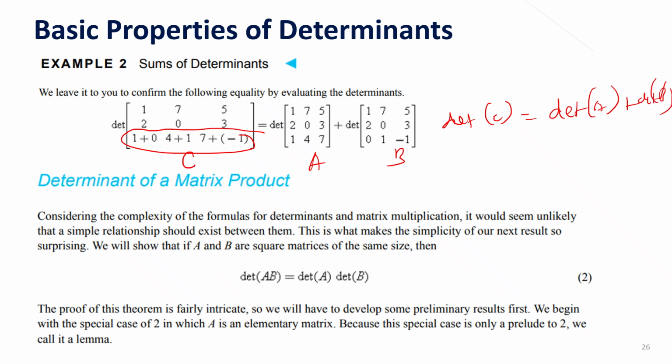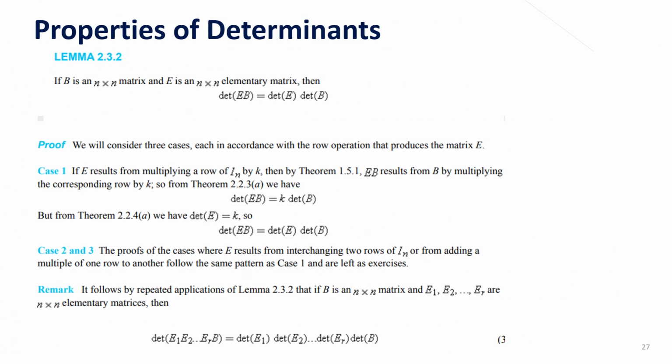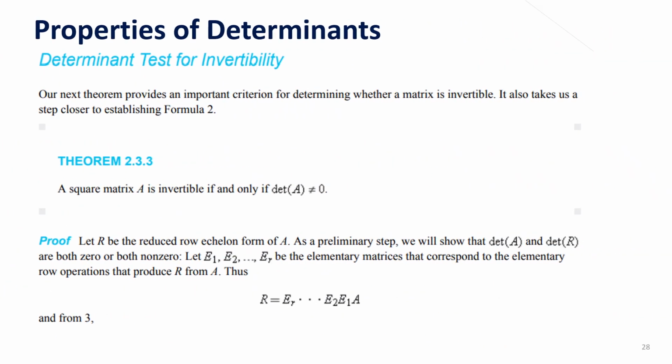Okay, another one is that if you have the determinant of two matrices multiplied, you can calculate it separately. This one I will skip the explanation, but basically you can use this when B is an n by n matrix and E is an elementary matrix. You know what an elementary matrix is. If you want to calculate the determinant of A multiplied by B, it can be calculated separately.